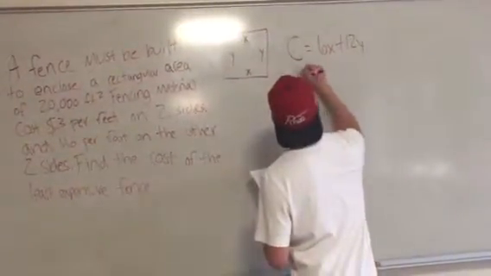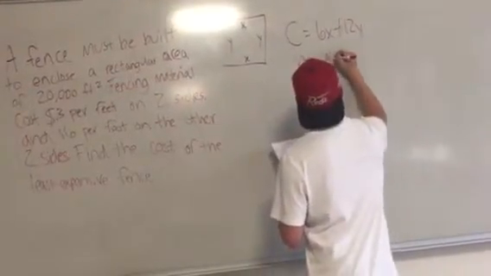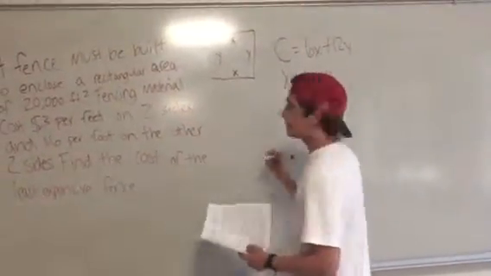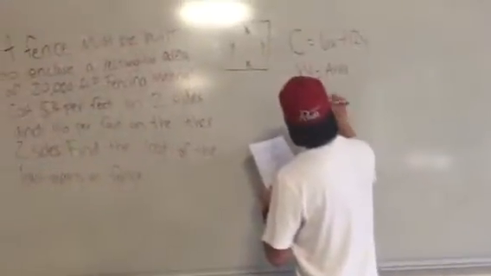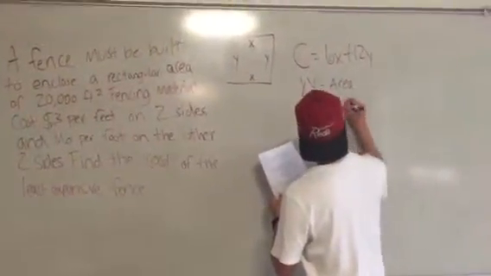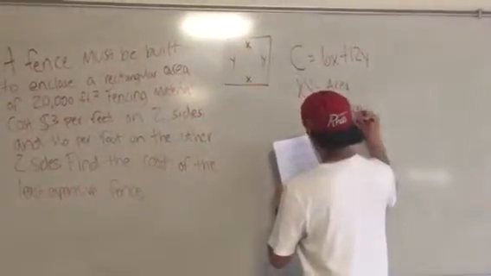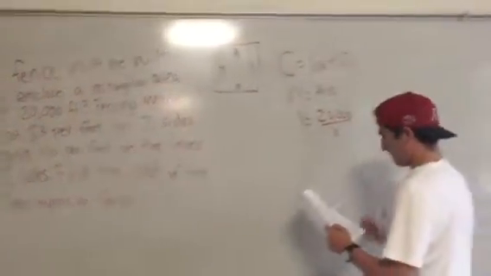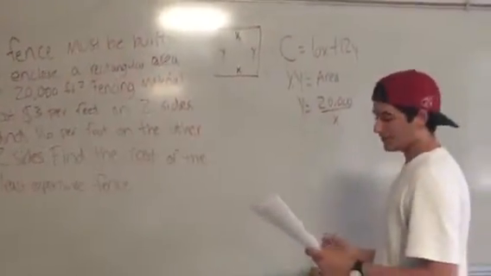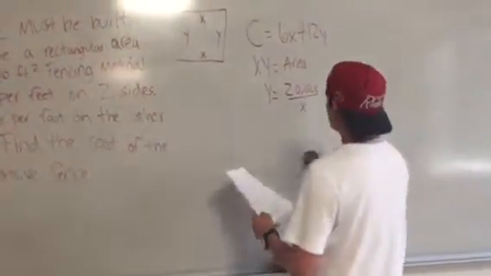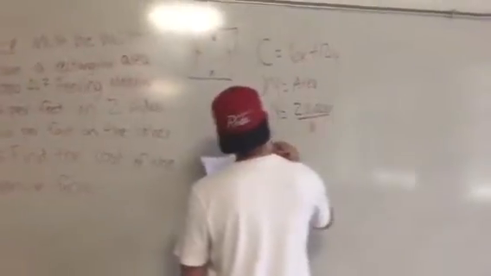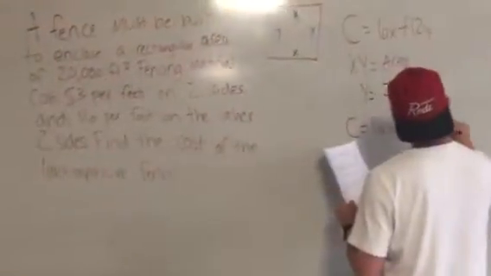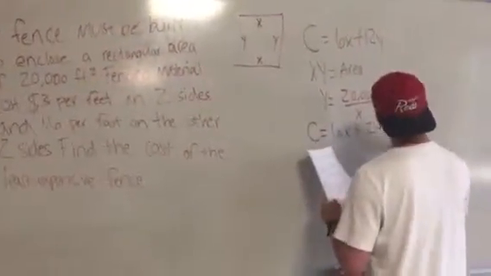So we all know our formula for area, which is xy equals A, or area. And we also need to find what y equals. So y, to take x out, is going to equal 20,000 over x. Now the 20,000 comes from taking out the y. So now we need to express C in terms of a single variable. So C equals 6x plus 240,000 over x.